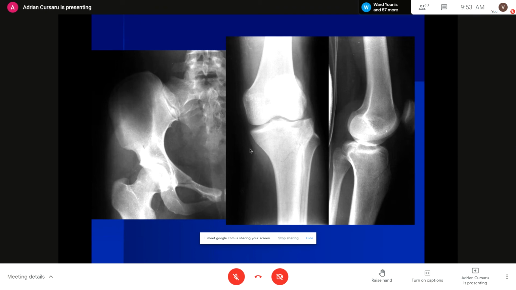What's your opinion about that? Is it an intra-articular fracture or an extra-articular one? Intra-articular. Very good. On the medial part of the plateau or external?